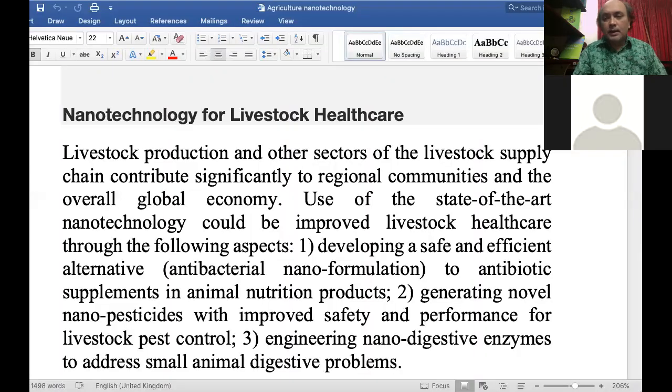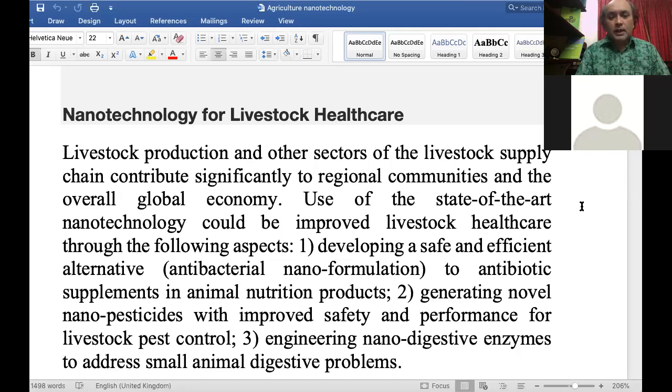In our earlier class, we discussed nanotechnology in crops. Today, we shall discuss nanotechnology for livestock healthcare. Livestock and poultry are very important for our nutritional security. Livestock production and other sectors of the livestock supply chain contribute significantly to regional communities and the overall global economy.